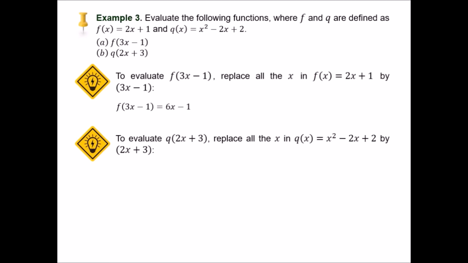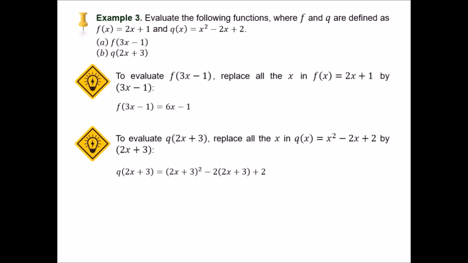For letter B, to evaluate q of 2x plus 3, again, we replace all of x in the function q of x by the expression 2x plus 3. Let's write down first the original function q of x. q of x equals x squared minus 2x plus 2. We replace all x by the expression 2x plus 3. Resulting in this expression, on the right-hand side, we have 2x plus 3 squared minus 2 times 2x plus 3 plus 2.